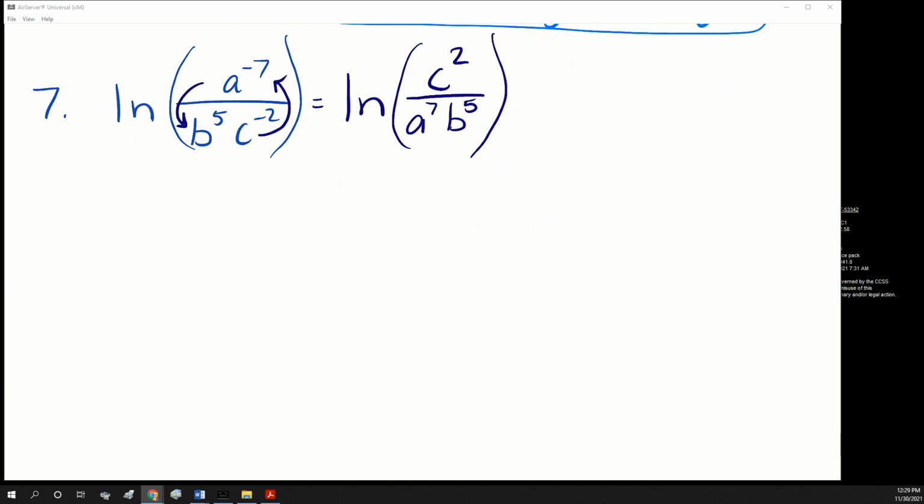Okay, now you guys try this one on your own. Now expand it kind of like what we did on the first example.